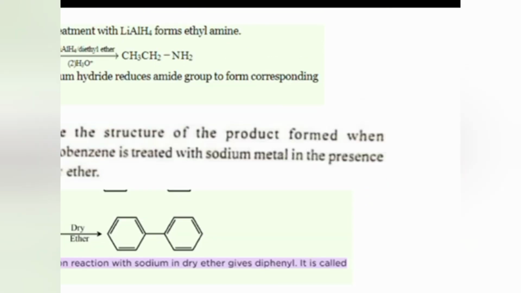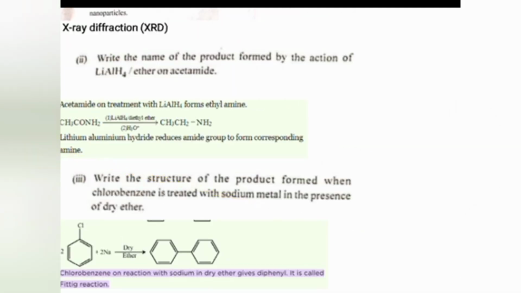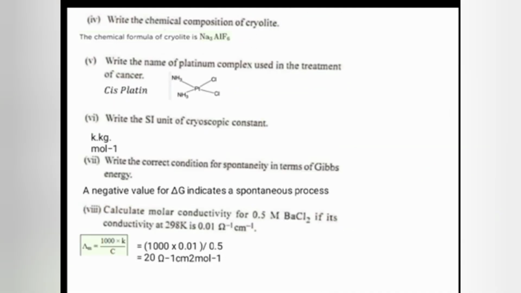The next one, write the name of the product when chlorobenzene reacts with sodium metal. Chlorobenzene reacted with sodium metal in the presence of dry ether gives biphenyl as the product. The name of the reaction is Fittig reaction. What is the chemical composition of cryolite? Na3AlF6 is the chemical composition of cryolite. Which complex is utilized for treatment of cancer? Cisplatin is utilized.